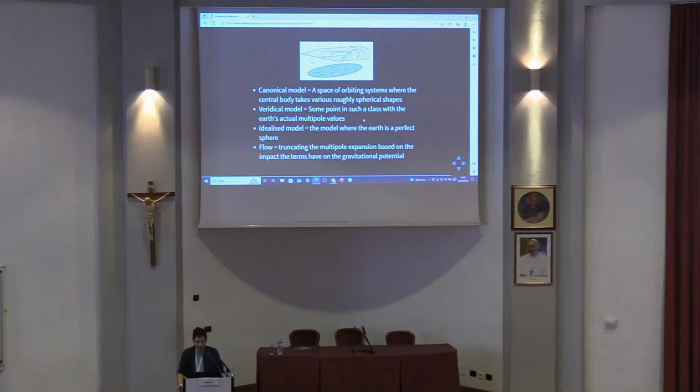So the claim then is that, as applied to the multipole expansion, you have your canonical model, which is a space of orbiting systems where that central body has various different shapes. Within that space of systems, there is one which is the veridical model, which takes all of the Earth's actual multipole values. So the Earth, with all its fine-grained detail, with all its ellipsoidness, its mountains and so on, that's within that class. But there's also, within that class, this idealized model, the model where the Earth is a perfect sphere.